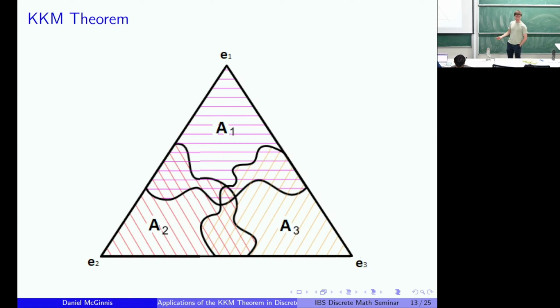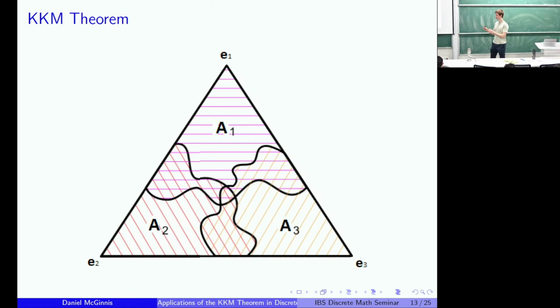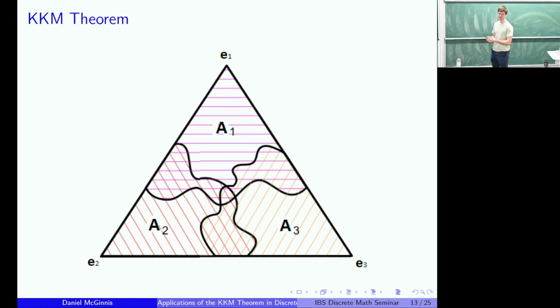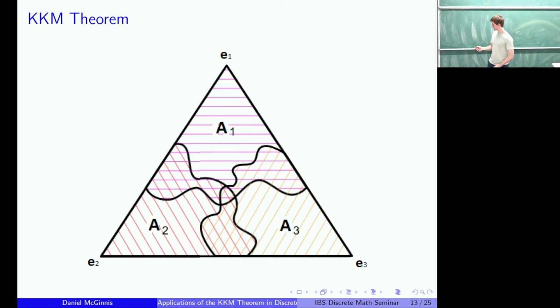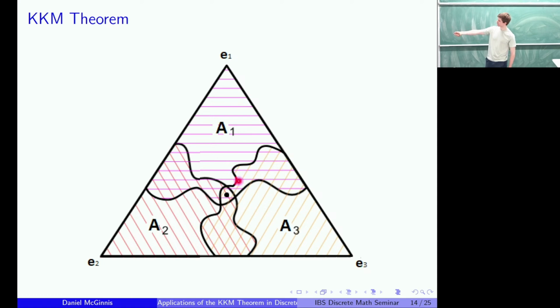The way that I stated it, the A_i are open. It's also true if the A_i are closed. Here I drew the A_i nicely, connected and all that, but in general they don't have to be. They just have to be open. And so the conclusion of the KKM theorem is that we have a point in the intersection of all the A_i. So that's the KKM theorem.